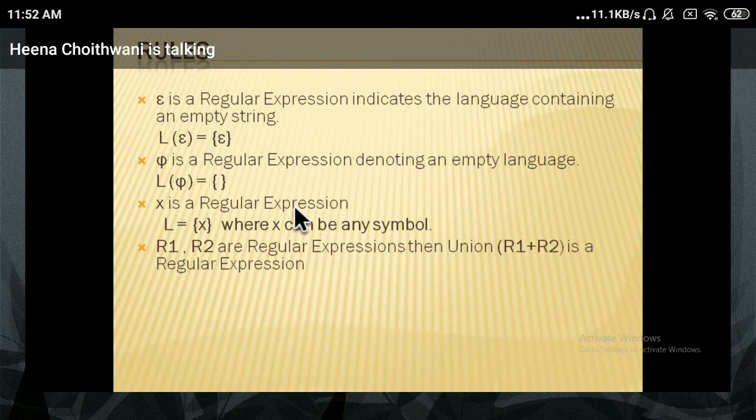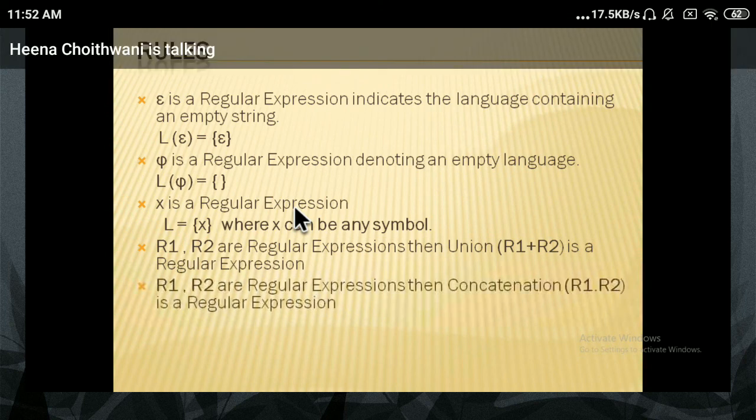We'll see. If R1 and R2 are regular expressions, if R1 is a set and R2 is a set, and these are nothing but the set of regular expressions, then the union R1 plus R2 is also a regular expression. Check it. The next rule says if R1 and R2 are regular expressions, then the concatenation is also a regular expression. Union, the definition is the same as that of your set. The language can contain the element from set 1, it can contain the element from set 2, it can contain the element of both sets.